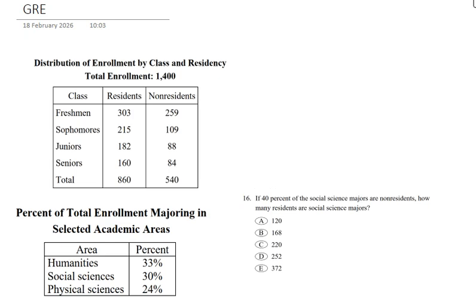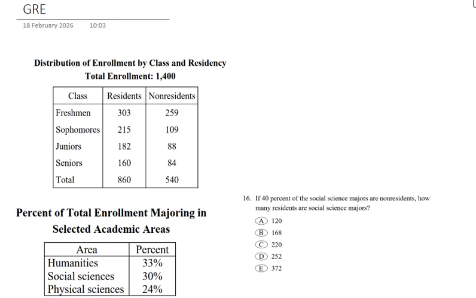Now the second table is extremely important. Percentage of total enrollment majoring in the selected academic areas. Humanities 33%, social science 30%, physical sciences 24%, and we are also told no student is majoring in more than one area. That means these percentages are clean portions of the total enrollment of 1400, right?